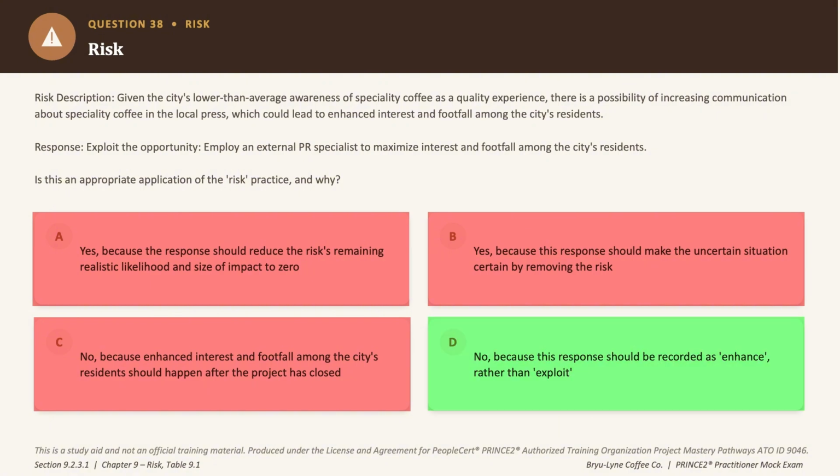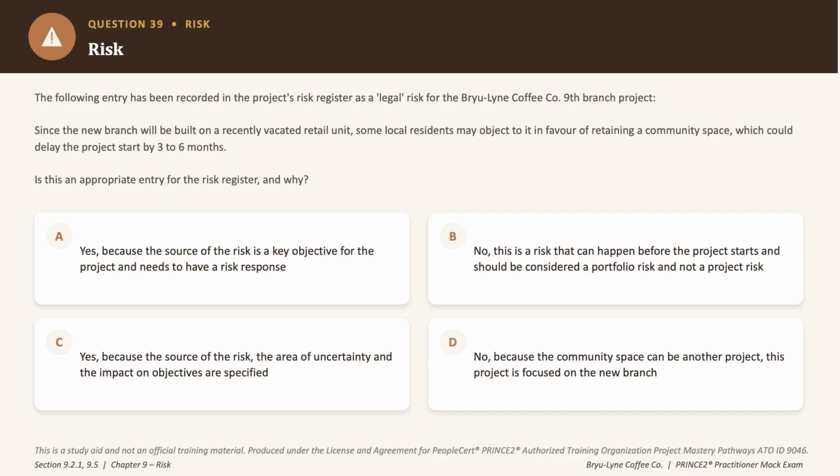Moving on to the final question from the risk practice. Please read it and try to solve it first before we do this together. Right, so the new branch is set to build on a recently vacated rental unit, and some local residents might object in favor of keeping it as a community space. Now that's a conflict that could delay the project start by 3 to 6 months. So is this a well-formed risk register entry?